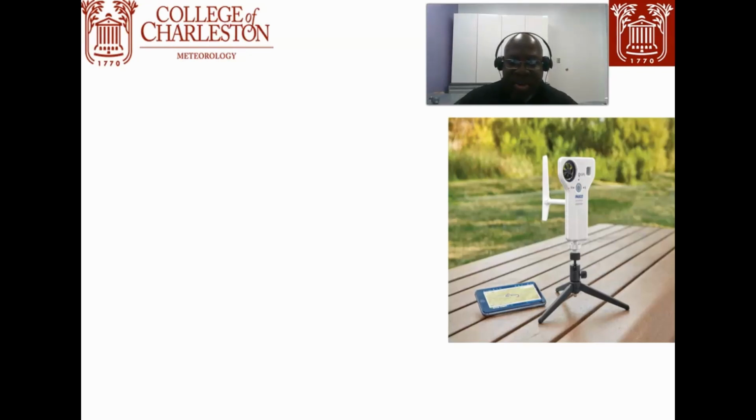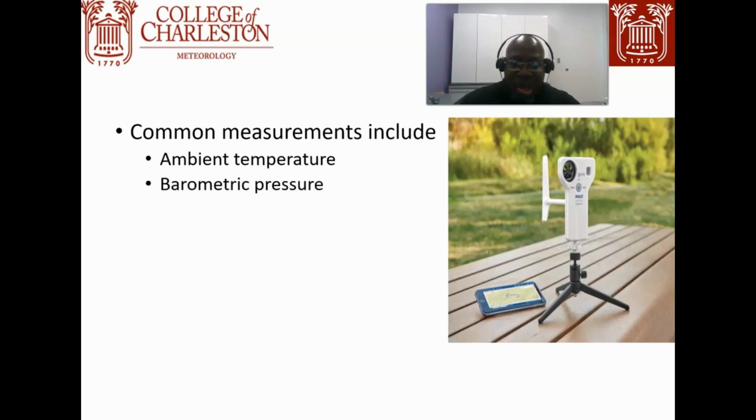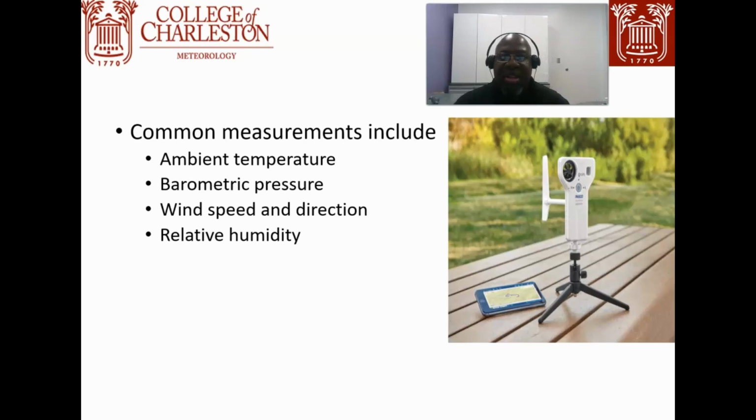Some of the common measurement instruments would include a thermometer that gives you the temperature of your environment. There's a barometer inside that is electrically used that gives you the barometric pressure. When you attach the wind vane, as you see here, it allows you to obtain the wind speed and wind direction. And there's a humidity sensor on here, which means that you can obtain relative humidity. So those would be the major variables that you can get from here.